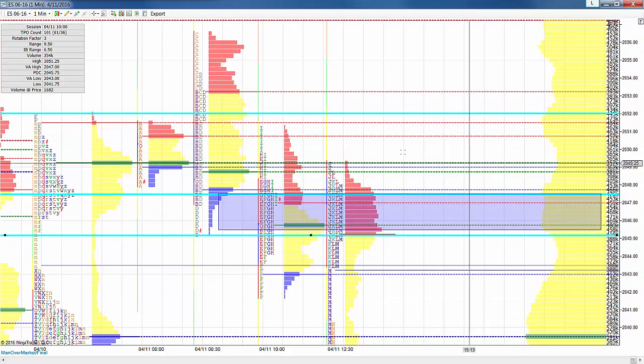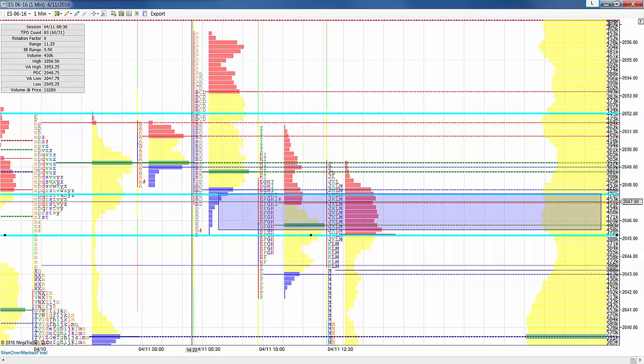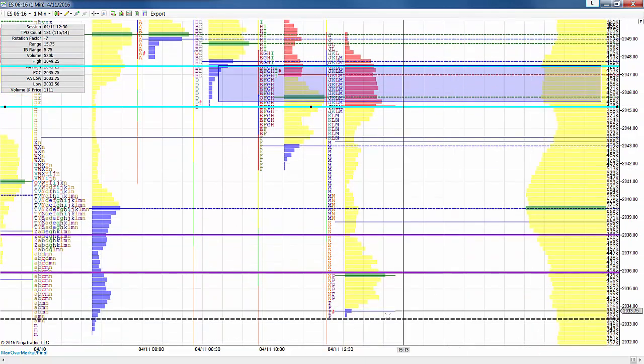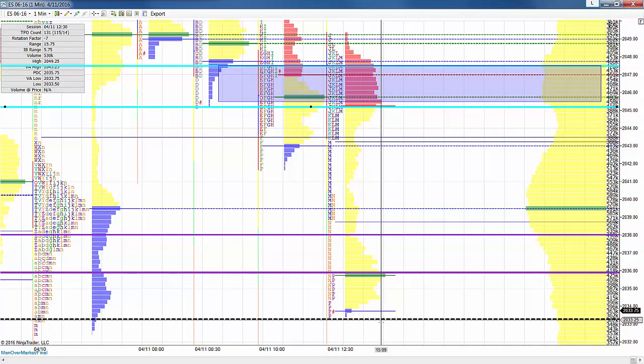And then at the end of the day, they come in and tell you that what they told you in the first hour and a half was true for the day. They bring it all the way down and almost take out yesterday's lows.